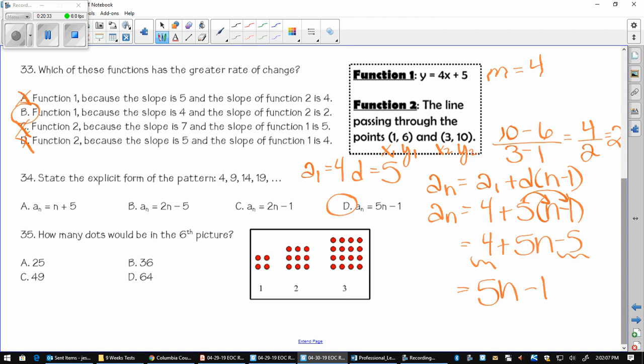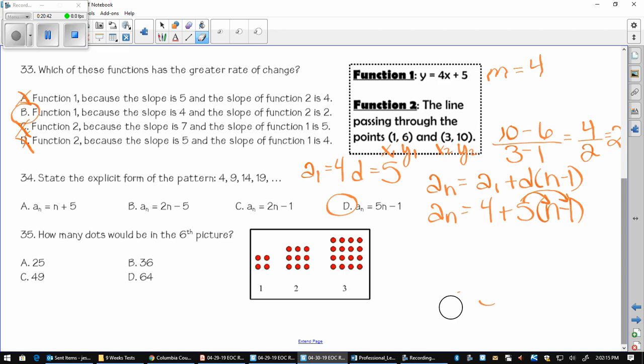On 35, it wants to know how many dots would be in the sixth picture. So I'm not going to draw out 6 pictures because that's doing more work than what I really need to do. I can figure out this pattern and then go from there. So on the first one, it has 2 dots on the top row, or 2 dots on the side. Doesn't matter where you look, there's 2 dots on each side. On 2, there's 3 dots on each side. On 3, there's 4 dots on each side. So if I continue that, on 4, there's going to be 5 dots on each side. In the 5th picture, there's going to be 6 dots on each side. In the 6th picture, there's going to be 7 dots on each side.